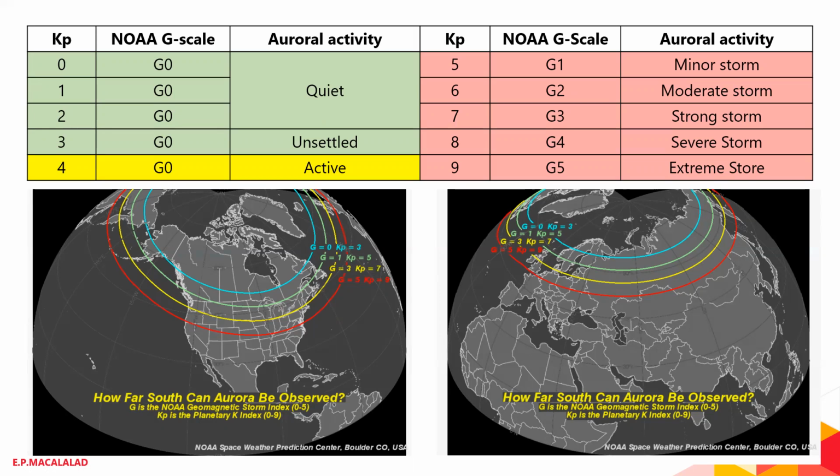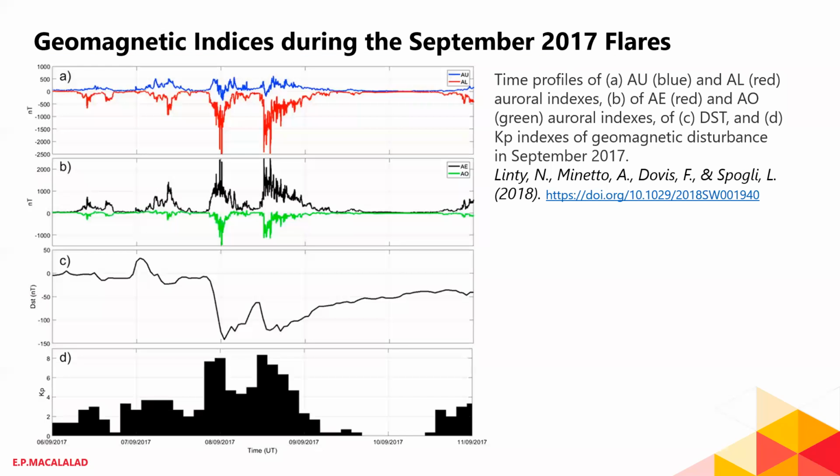Okay, so far, I've already asked you to graph solar wind and solar flare data during the September 17 solar flares. Just to give you an idea, this is the geomagnetic index during this time. So this is September 6 to September 11.